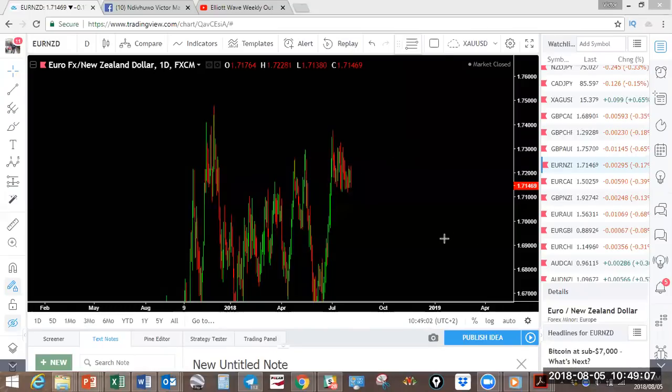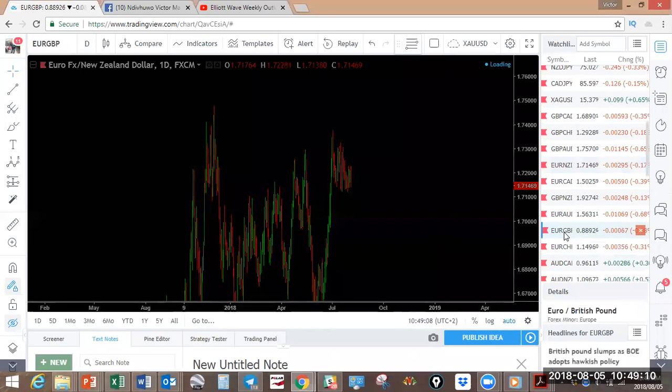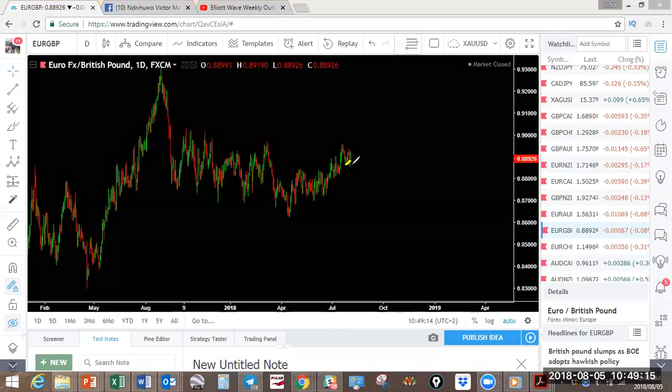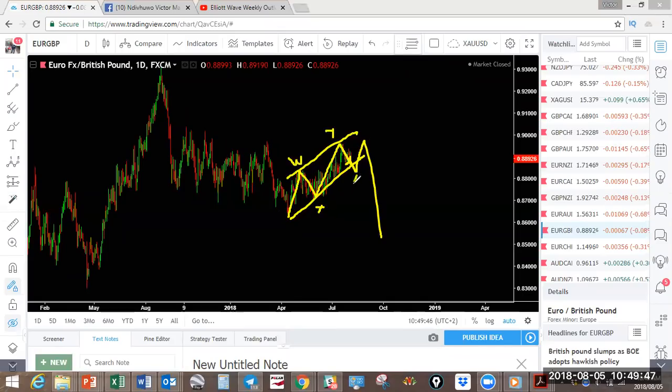So let's look at the rest. Euro pound. Euro pound. Also looking for a bit of a drop here to this level, maybe the last one before we get downside here. This whole thing here is an 11 swing sequence, 3, 4, 7, 8, 11. Okay, so that is your W, X, Y, X, Z.